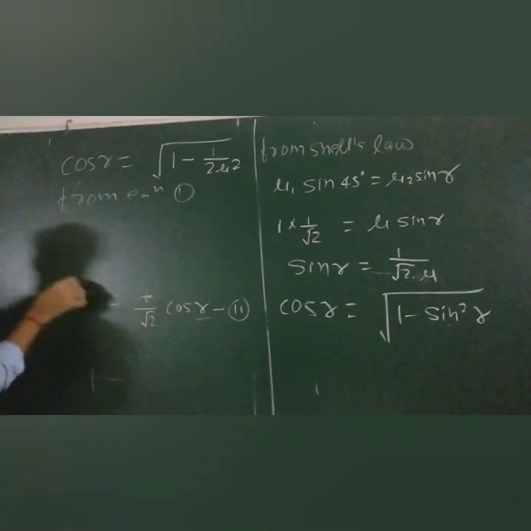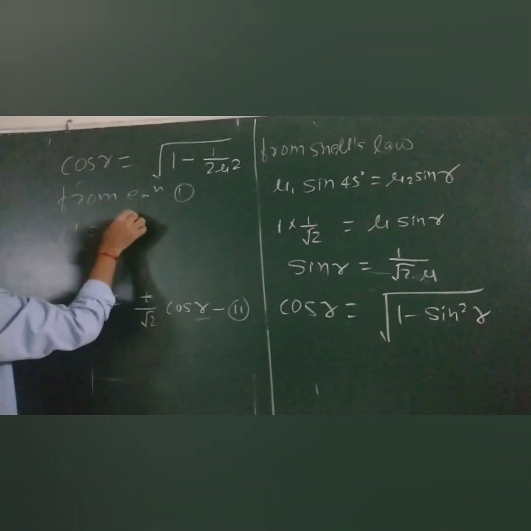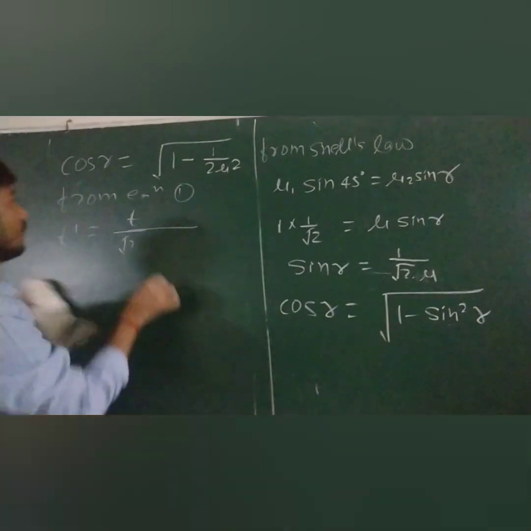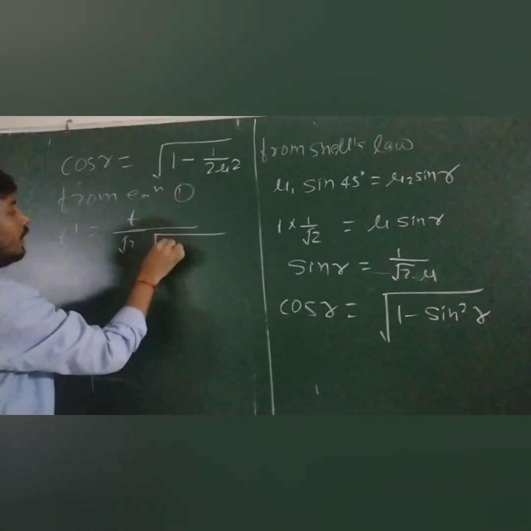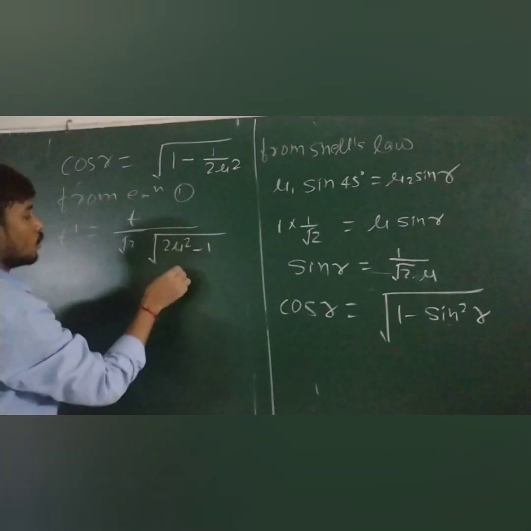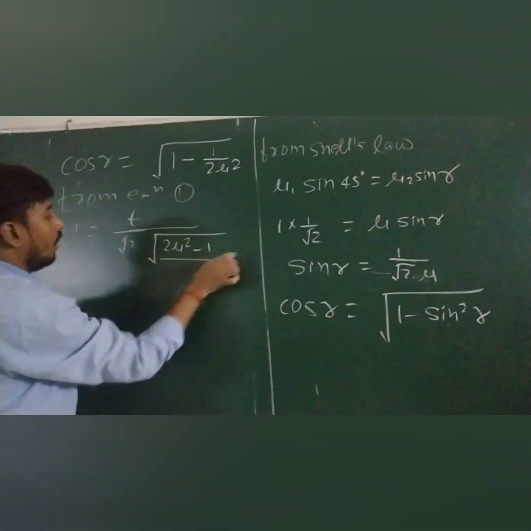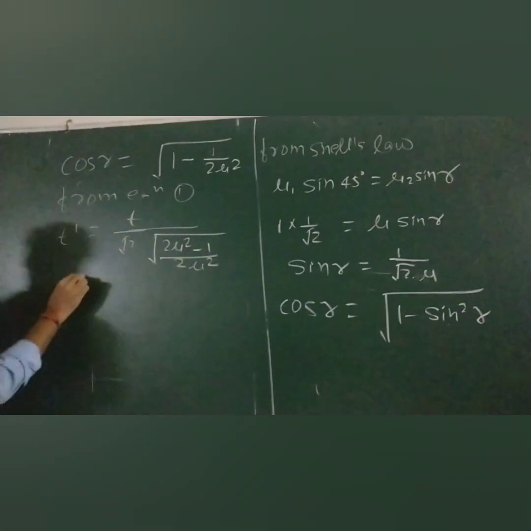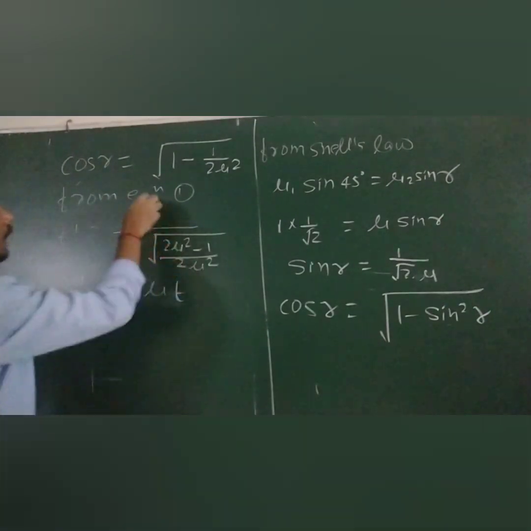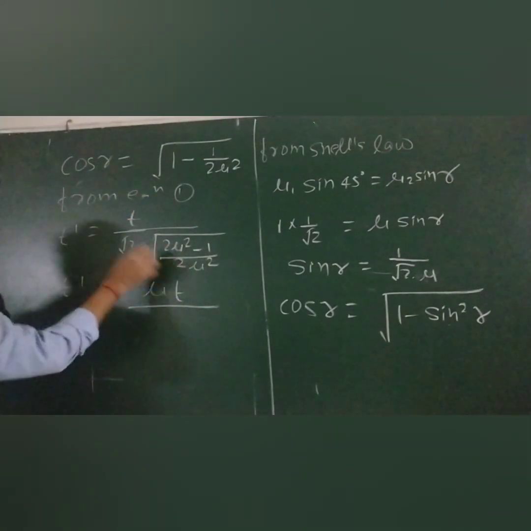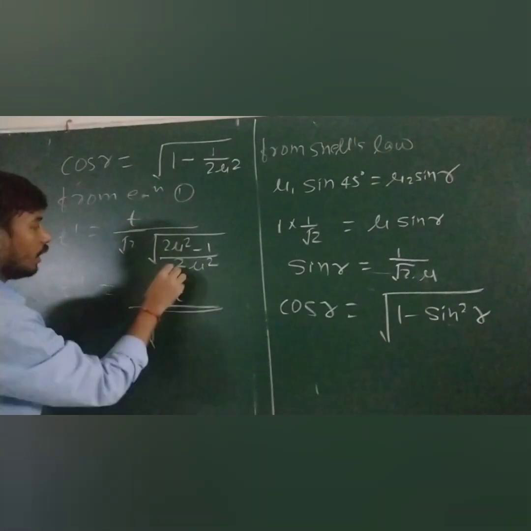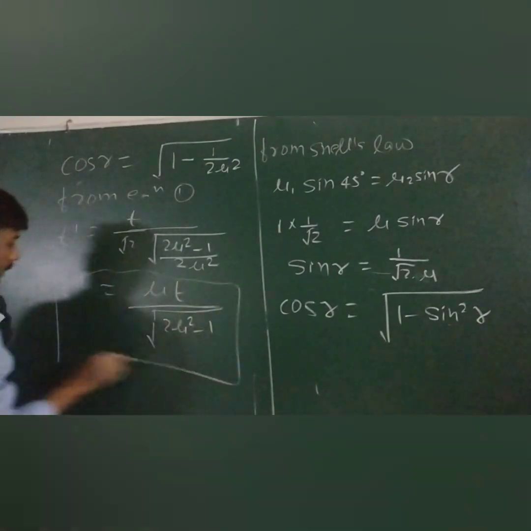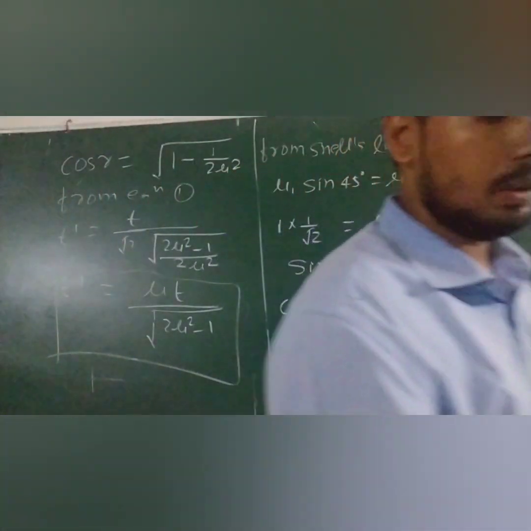So from the first equation, what can we say? T dash is equal to T by root 2 divided by under root, we can write this one, 2 mu square minus 1 by 2 mu square. Just solve this one. So T dash becomes mu into T divided by root 2, which gets cancelled, under root 2 mu square minus 1.